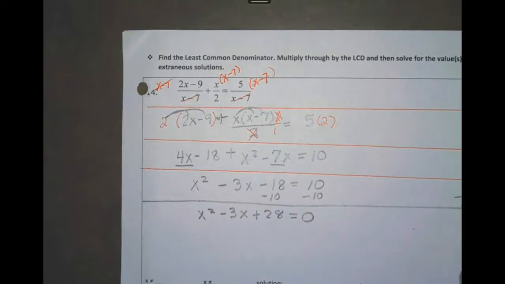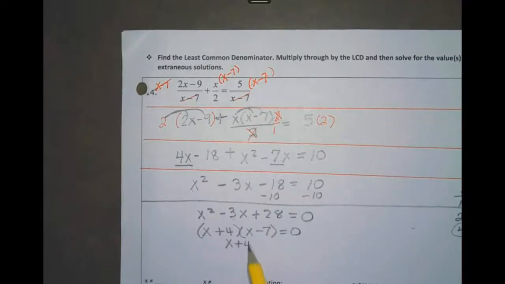The factors of 28 are 1 and 28, 2 times 14, and 4 times 7. And so if the signs go in like that, this will equal the negative 3. X plus 4 times x minus 7 equals 0. So x plus 4 equals 0, x minus 7 equals 0. So x equals negative 4 and x equals 7.